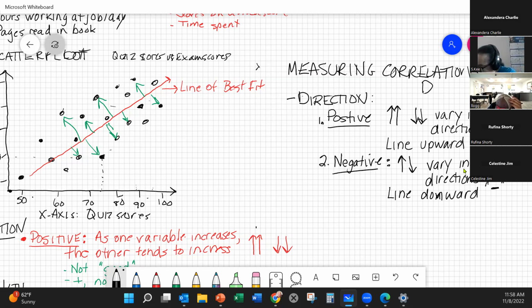Now, the value that we're going to use to measure correlation is called, I'm going to put it in red right up here, it's called the Pearson R value.